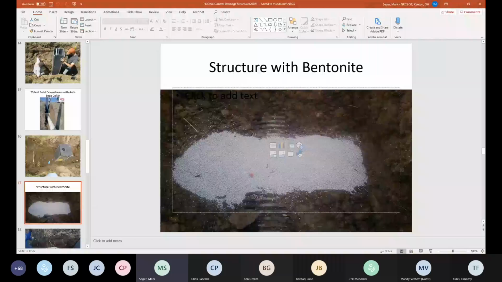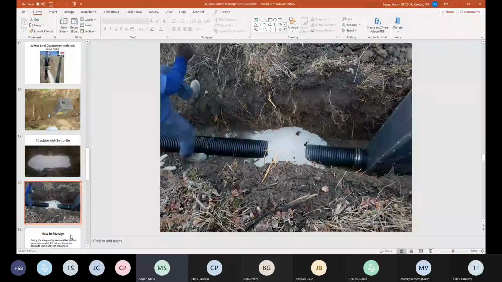Here's again another picture of them putting bentonite in there. This is a pretty good one. Again, I would have put maybe dirt here and here just to save on some of the bentonite and allow it to build up before I put the material in there.